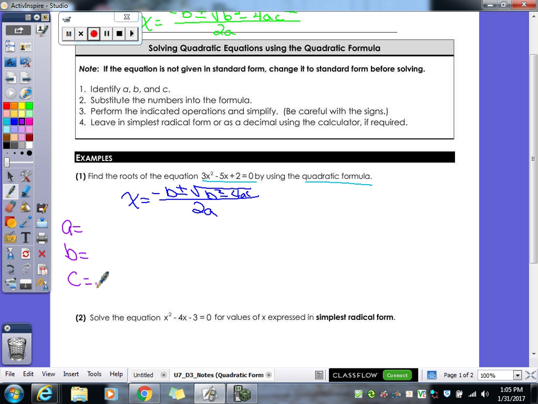So what I always do is I make myself a little list so that we can remember what is our a value, what is our b value, what is our c value. It's going to make your life easier, I promise. So if we keep in mind from above, this is in standard form. So your a value is in front of your squared term, b value is in front of your x, and then your c is the other number there. So in this problem, our a value is 3. Our b value would be negative 5. That negative sign stays with the 5. And then our c here is 2.